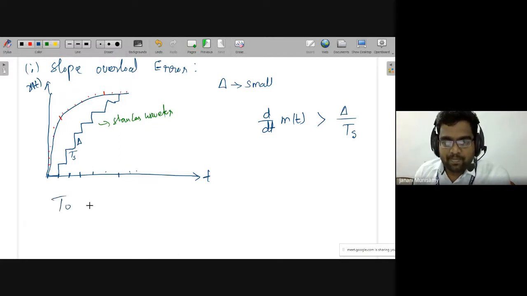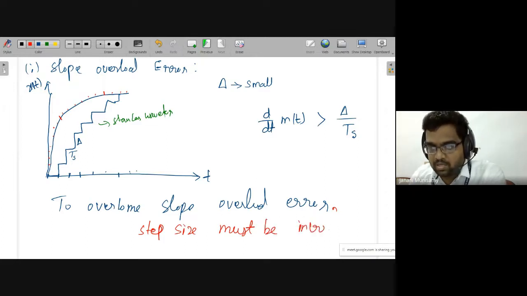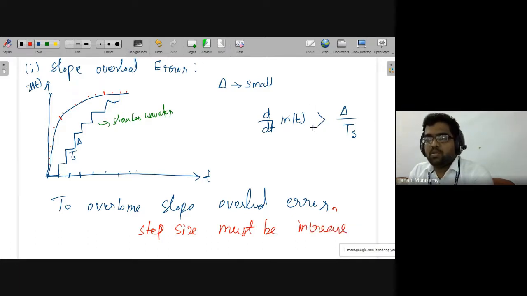So to overcome slope overload error, step size must be increased. Very important. How to overcome slope overload error? Step size must be increased. Or mathematically also you can give it: just opposite. If the slope of the message signal is comparable to this, again you can overcome the slope overload error. So to overcome the slope overload error, step size must be increased.